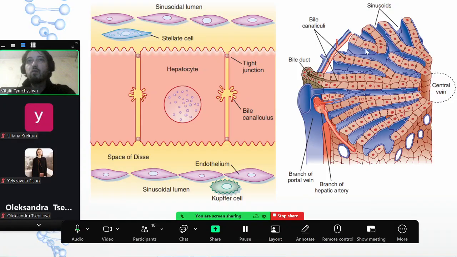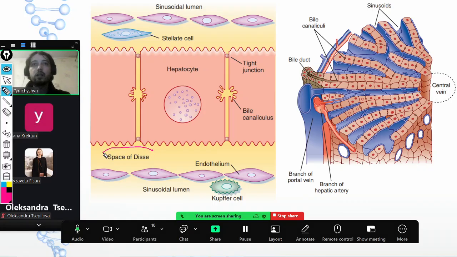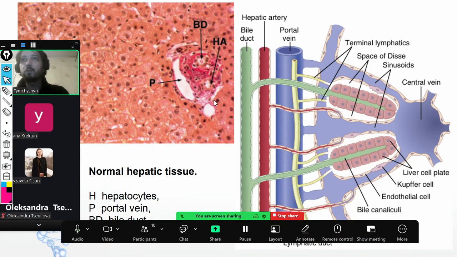So once again, some more nice 3D pictures for you, just to get a grasp of the microstructure of the liver. So here you see that, and here is a schematic view of all the different cells, and here you see the space of Disse and the sinusoidal lumen. That's what you have seen in here.